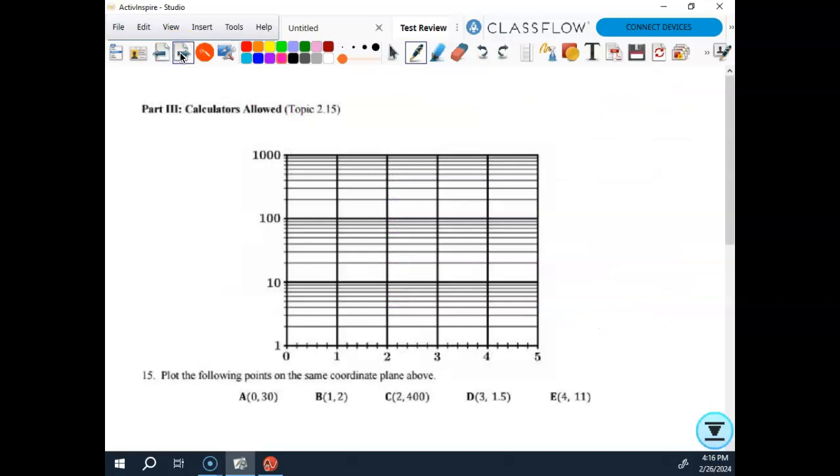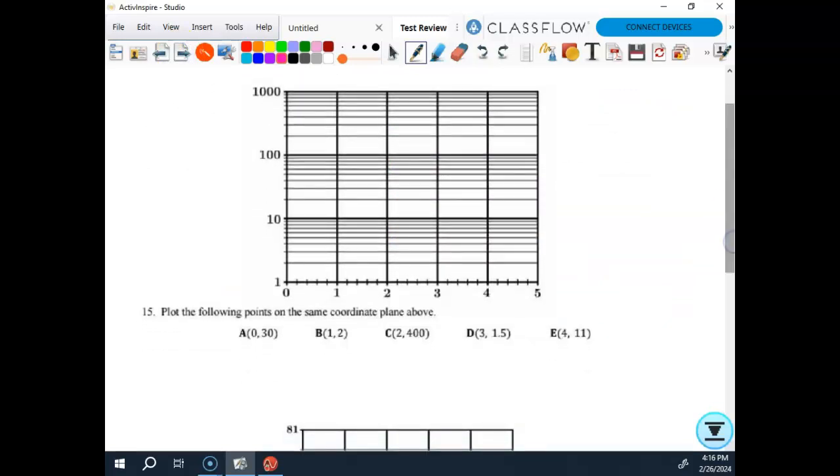Alrighty, here we go. We're going to plot these points. These very interesting graphs here. So 0, 30. Remember, this is 10, 20, 30. This is A. This is B. C is 2 and then 1, 2, 3, 400. Oh, just a little bit. C. D is 3, 1.5. That's D. E is 4, 11. 11 would be like right there. That would be E.